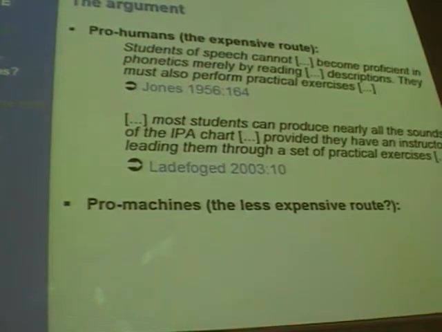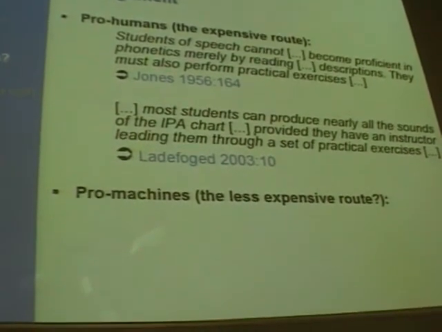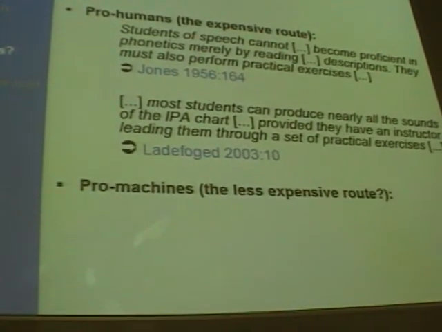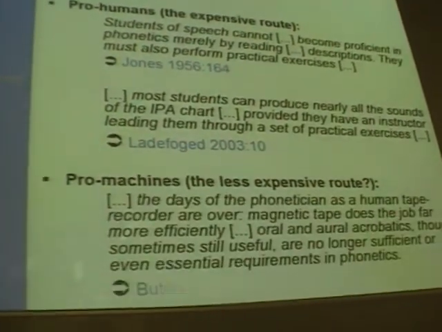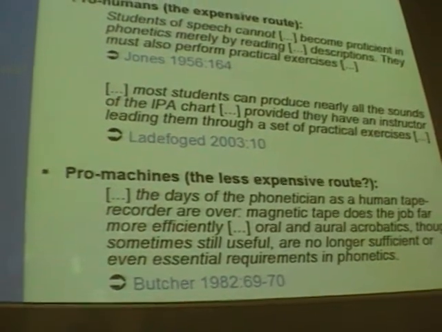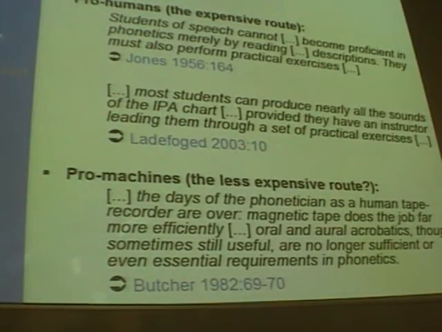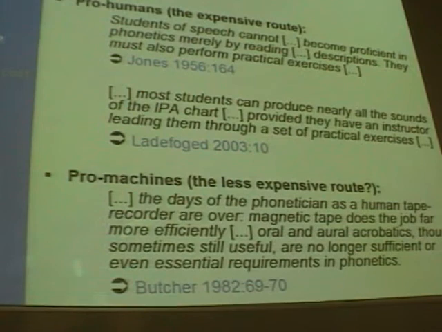Now, one of the things that made people favour machines was not just that it's nice to see pictures, but that they believed that this kind of approach was less expensive. I'm not at all sure that that's right. But the pro-machine lobby, their view, was epitomised very nicely by something that Andy Butcher wrote in the 1980s, when he said that the days of the phonetician as a human tape recorder are over. Magnetic tape does the job far more efficiently. Oral and aural acrobatics, though sometimes still useful, are no longer sufficient or even essential requirements in phonetics. Now that's something that I would take issue with.